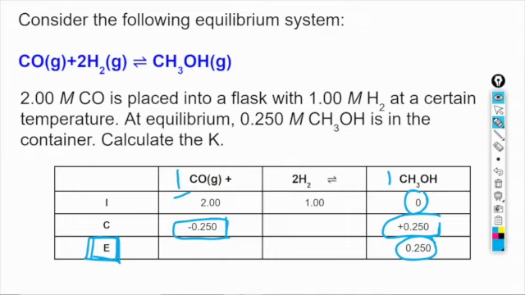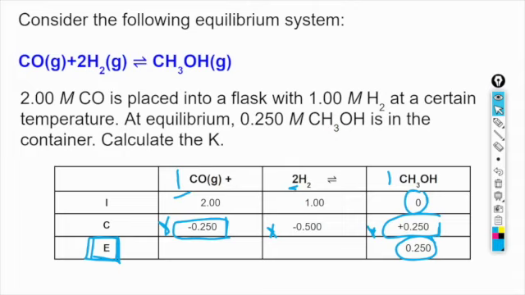Now, if that's a 1 and that's a 2, then the change for hydrogen should be twice as much as the change for the carbon monoxide and also the change of the methanol. So the change for this one's going to be 0.5. Again, it's minus because it's on the other side of the double arrow. So the hydrogen's going to go down by twice as much as the carbon monoxide.